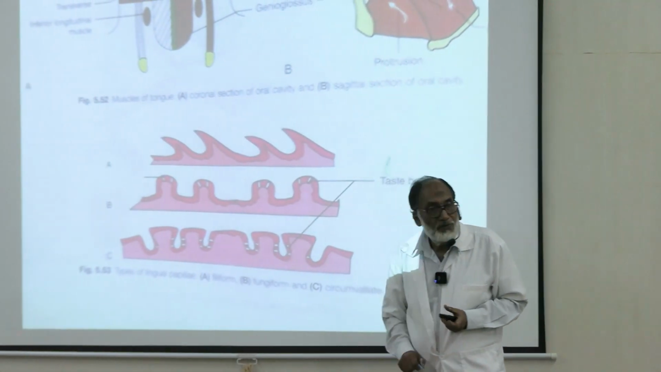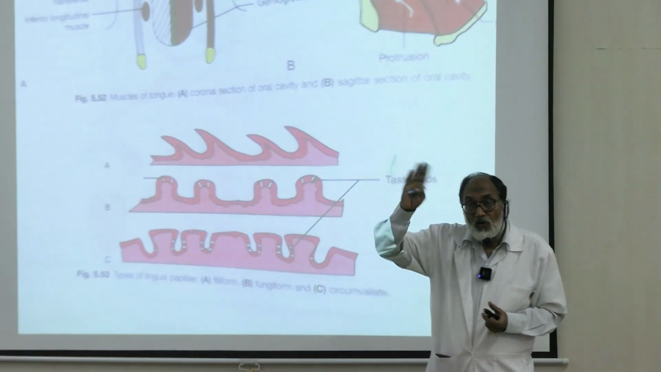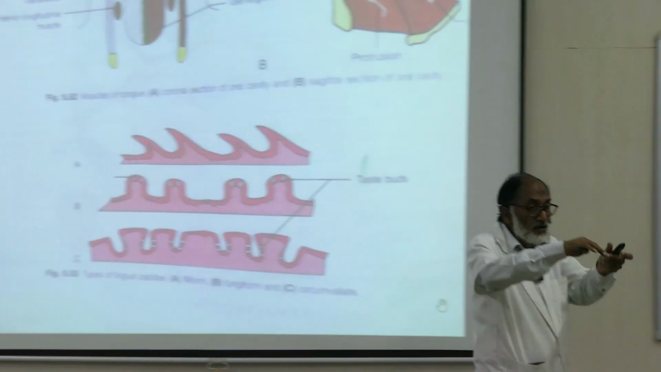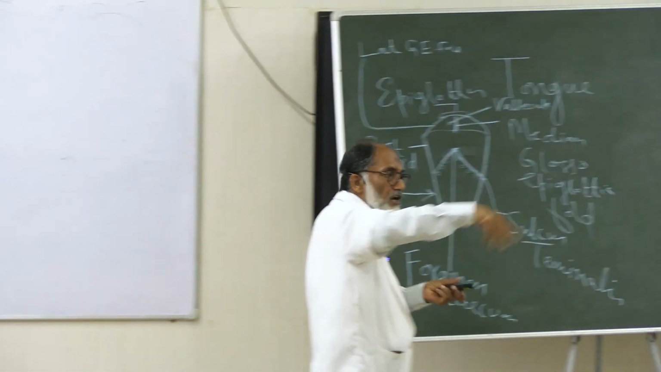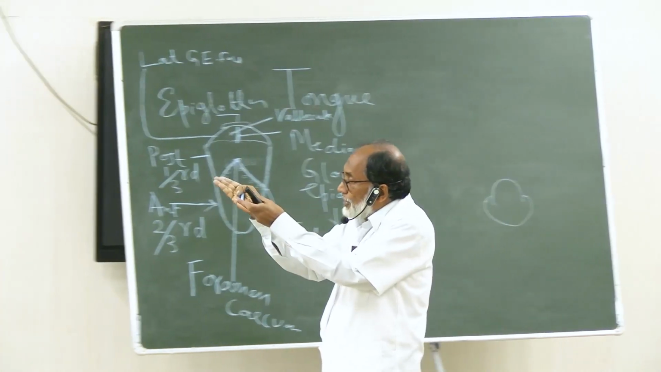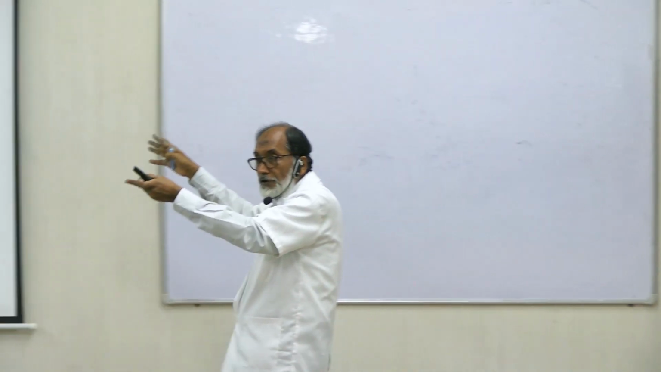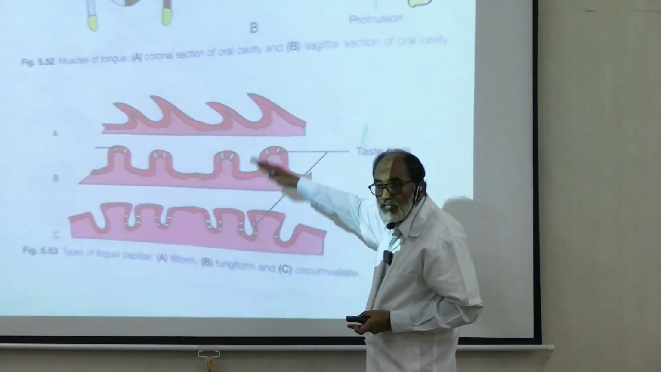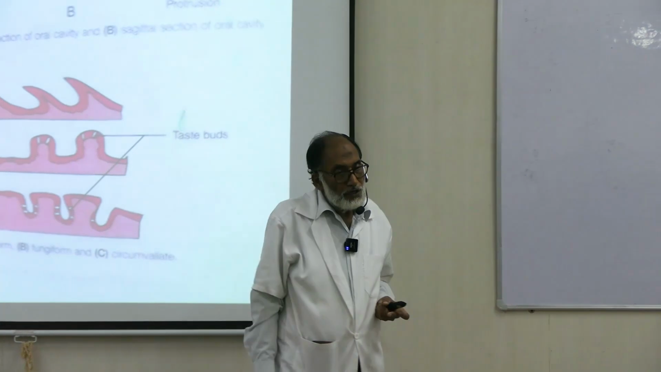The wall of the sulcus contains taste buds. But in fungiform papillae, it was present on the convex surface, but here it lies in the sulcus, the round sulcus around the circumvallate papillae, and it also has a narrow base and broad upper end. Base is narrow, but the upper end towards the dorsal surface is broad, right?